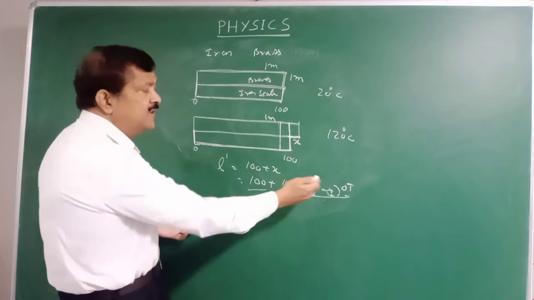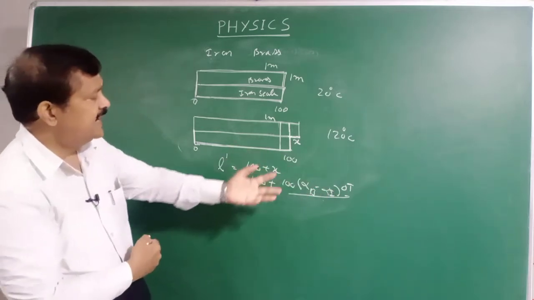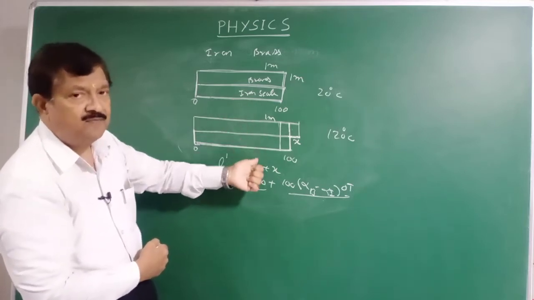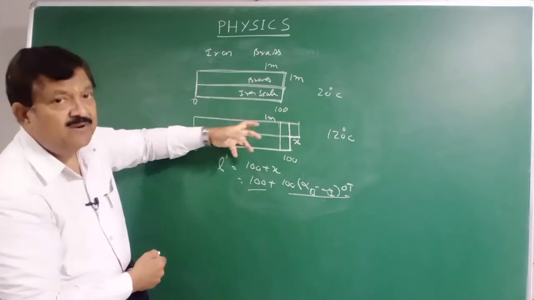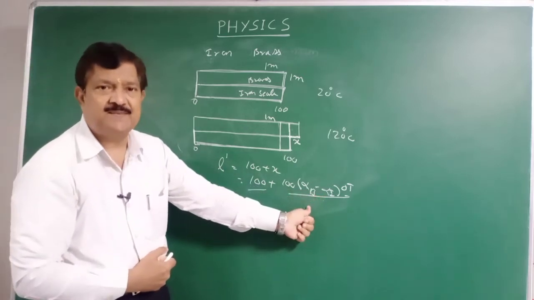So like this we can apply the concept of differential expansion to measure the length of one rod using a scale made of another material. Both are made of different materials. So it is 100 plus the differential expansion.